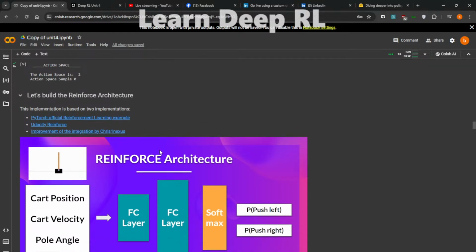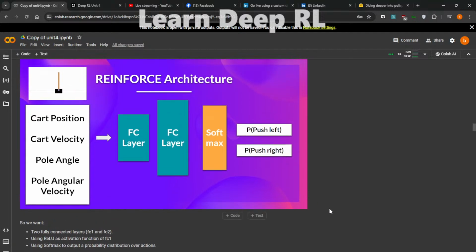Alrighty. So you can see that in this environment, we have the cart position, cart velocity, pole angle, pole angular velocity. We have our 2 fully connected layers and a softmax. And the probability, we're going to get the probability of going left and going right.